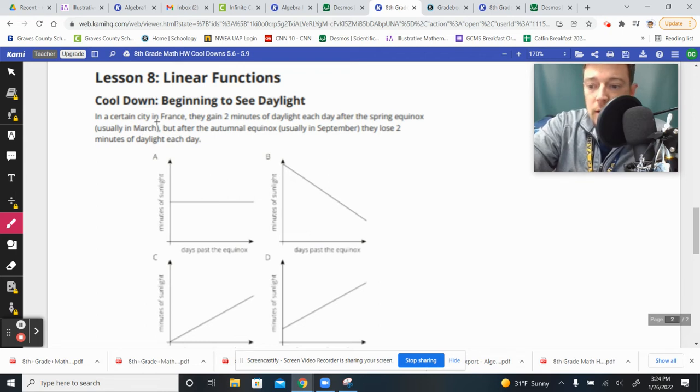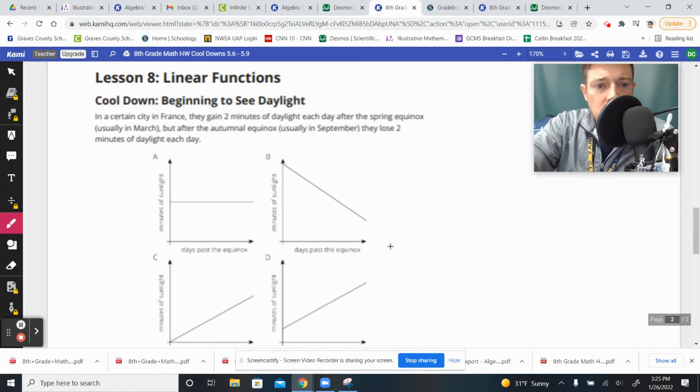Days in the spring, March, April, May, June, July, and then into the summer, those are when the days are longer. And then there's a certain point in the autumn where we hit another equinox where the days start to shrink and we start to lose minutes of daylight, usually sometime in September, and the days are shorter. Right now, in the dead of winter, the days are starting to come back, but not at this rate of 2 minutes of daylight per day.